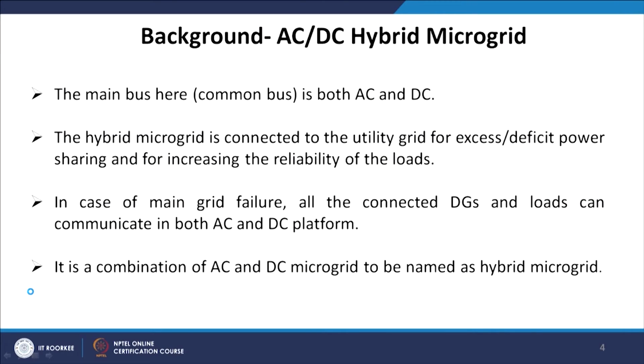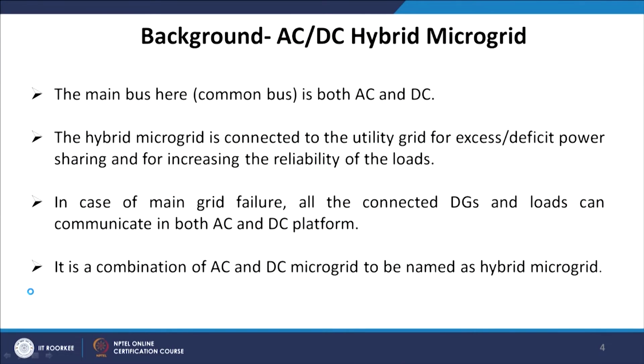Now, if you move to an AC-DC microgrid, which is the combination of both AC as well as DC microgrid, then the common buses are of both AC as well as DC. So, you will have an AC bus in place, you will have a DC bus in place. The hybrid microgrid is connected to the utility grid for excess or deficit energy sharing or power sharing, and for increasing the reliability of the load. So, even this AC-DC hybrid microgrid has to be connected to my grid, so that the power exchange can occur as and when the load keeps on varying.